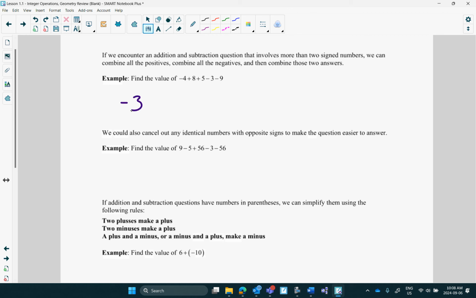Another way you can look at it, put all the positives together, put all the negatives together, combine those. So I could look at this and say, okay, I've got 4, 3, 9 negatives, I've got 16 negatives. And I've got 13 positives. Put those together, you also get -3.